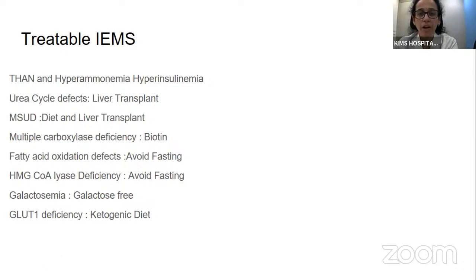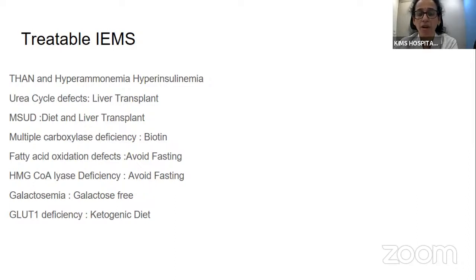So we are coming to the end of the presentation. So the take-home messages are: IEM is possible even if there is no family history. So we should suspect the IEM whenever the baby is having sepsis-like features or refractory seizures or coagulopathy, altered sensorium, and if the cultures come negative. So most IEMs can be diagnosed by an algorithmic approach. It's not that difficult to remember if we correlate the clinical signs to the investigations. We can narrow down the diagnosis.